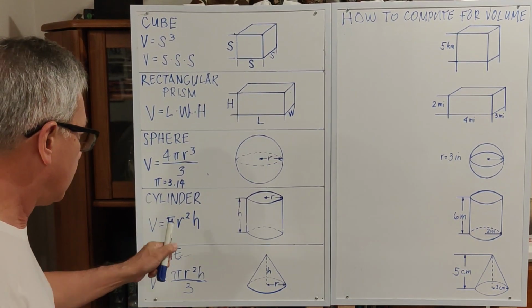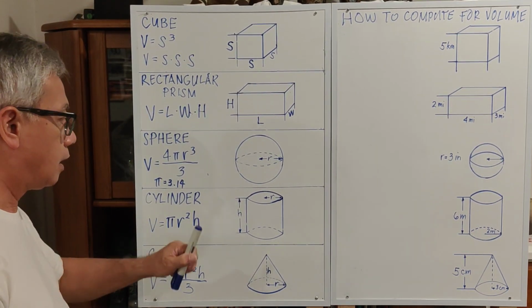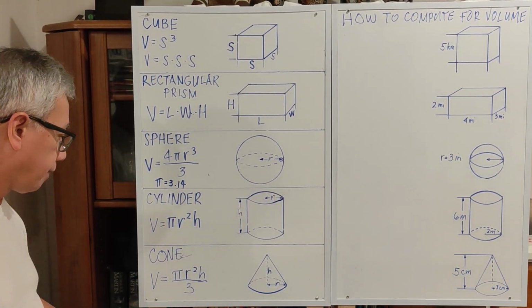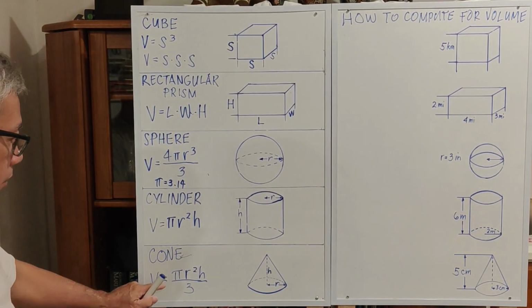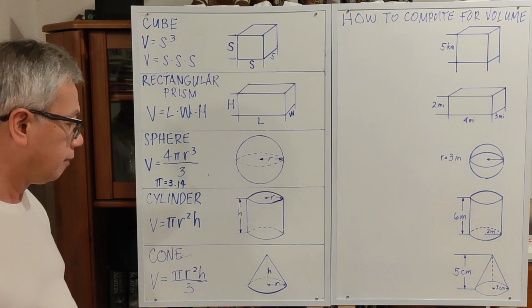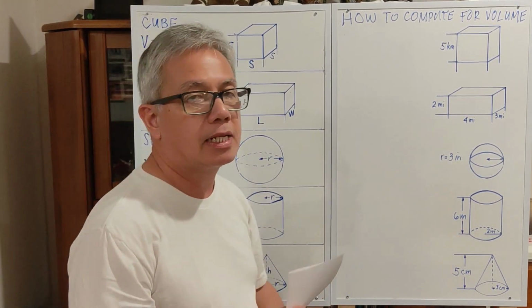The volume for the cylinder is pi r squared h. H is the height and r is the radius. For the cone, the volume is pi r squared h divided by 3. Now let's take some examples.